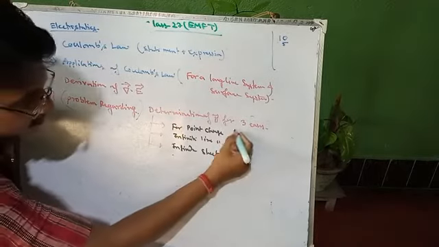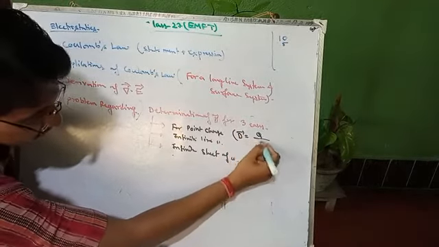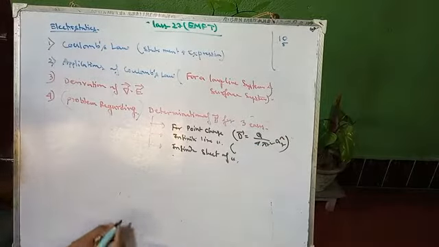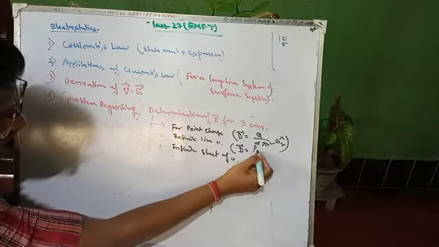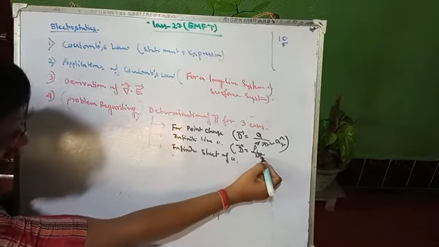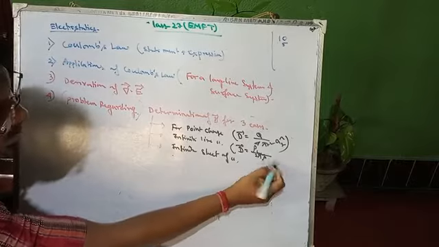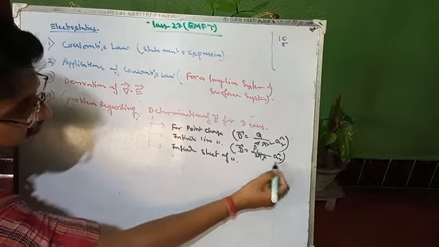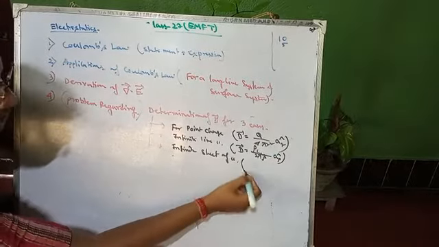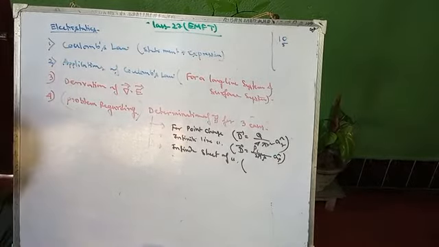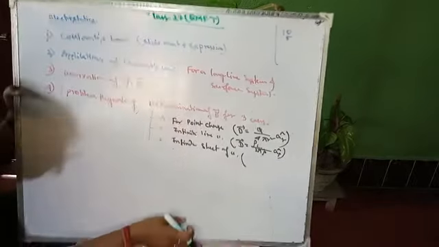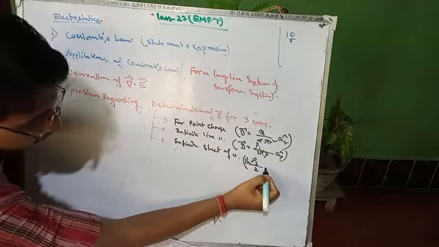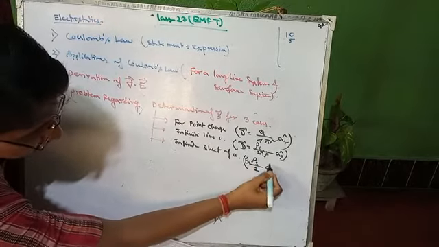That means the first formula is, for this case, D vector equals Q by 4 pi r square into a r cap. For the second one, D vector equals rho L by 2 pi rho into a rho cap, where rho is the radial length and rho L is the line charge density. And for an infinite sheet of charge, D vector equals rho s by 2 a z cap.